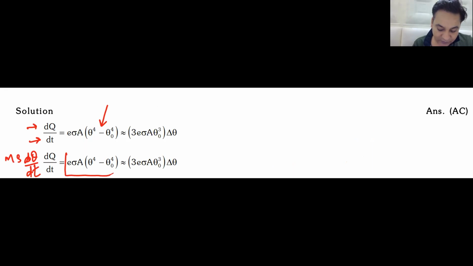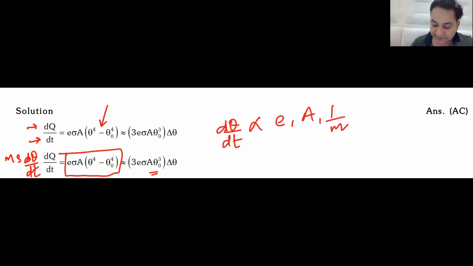So this is the original formula of ms d theta by dt. Now for small change in temperature, I can divide it and I can take theta naught cube outside. You know how it is done, right? Yes, sir. So this d theta by dt, the rate of cooling we call it, is directly proportional to E, is directly proportional to A, is inversely proportional to mass, and it is inversely proportional to S. Do we understand this? Yes, sir. So the options that are correct are, I think, A, C, and D.